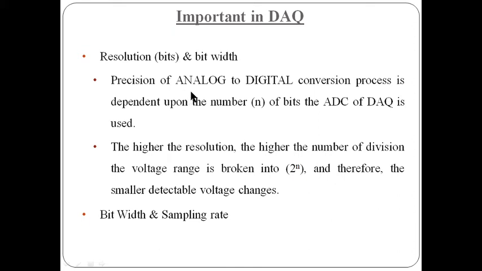We took this concept in the last section. The precision of the analog to digital conversion process depends on the number of bits. So the frequency of measurement or number of bits should be high. It should be more than or equal to 2 times the signal frequency to be reconstructed. In the ADC of a data acquisition system, the higher the resolution, the higher the number of divisions; the voltage range is broken into 2 raised to the power of the number of bits, and therefore a smaller detectable voltage change can be recorded. Then bit width and sample rate are also important in the data acquisition system here.